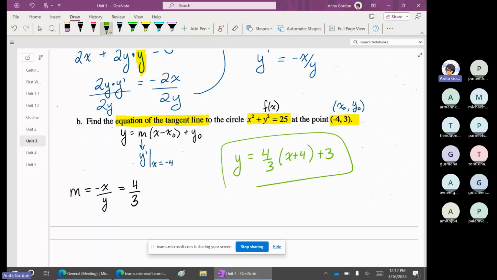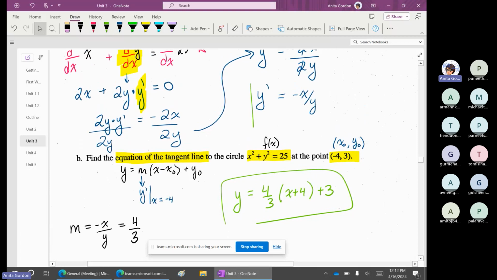So this only works out because we know that the slope is going to be negative x over y, right? Yes. Because otherwise, the point that's been given to us would be completely irrelevant, right? Because if the derivative was different, right? Right.